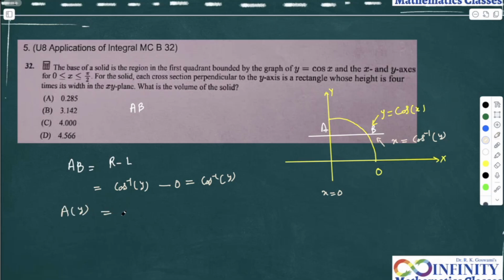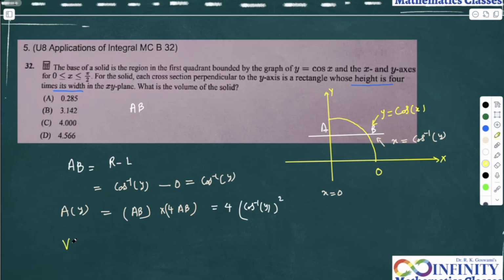So if I ask you what is the area of the cross section, it is going to be width into height. Width I should consider as AB. Height is given to be 4 times its width. Am I right? Right. Let's read the statement once more: whose height is 4 times its width. So this is what I'm expecting here. So it is going to be 4 times cos inverse y square. So this is the expression I have obtained for the area of the cross section.